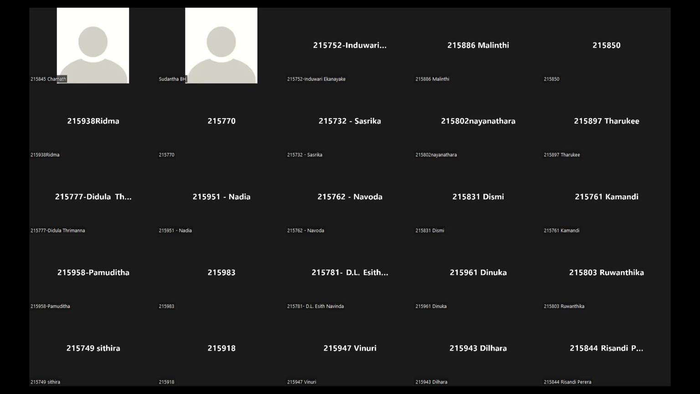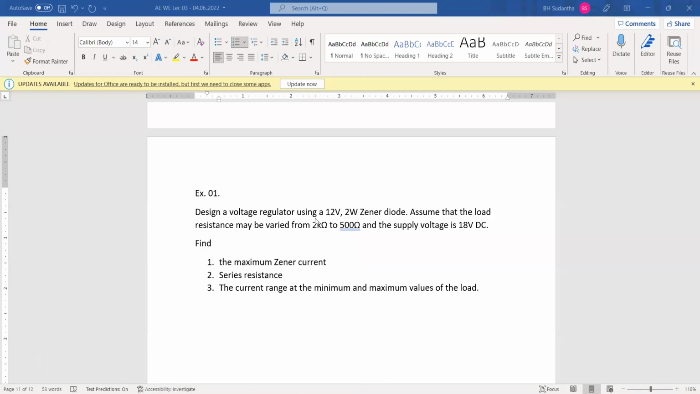I think yesterday we discussed the Zener regulator. Before we do the next session, we can have some exercises regarding Zener regulators. I'll share the screen and you can try this question. This is an extension of yesterday's question. Take a couple of minutes and try to solve this one. After that, we can have a discussion regarding the other parts of the Zener regulator.